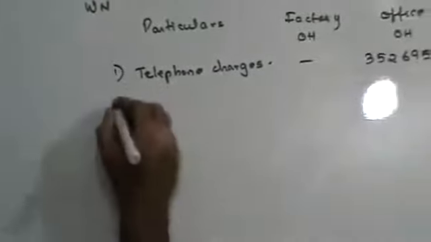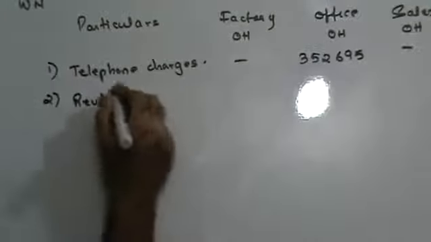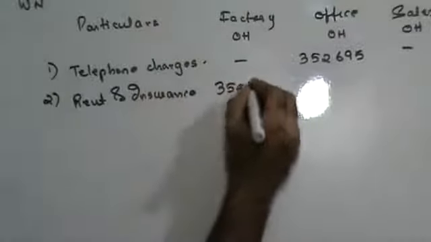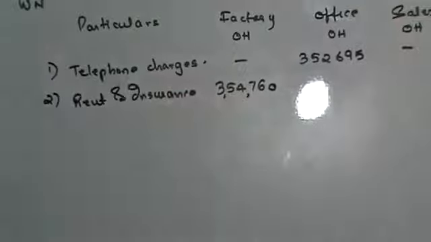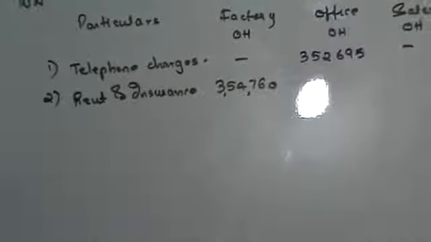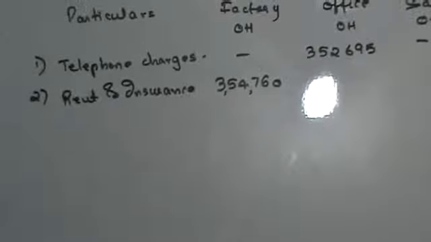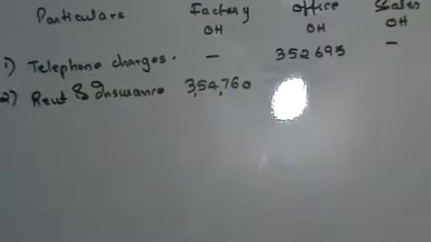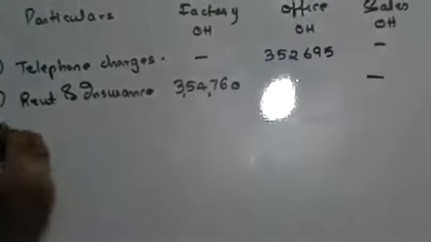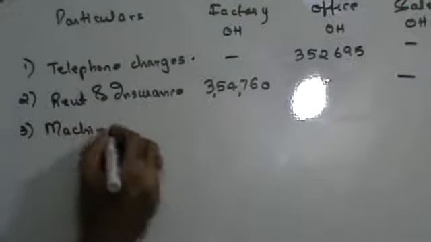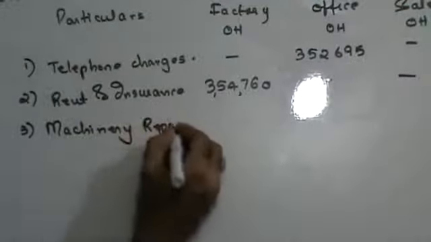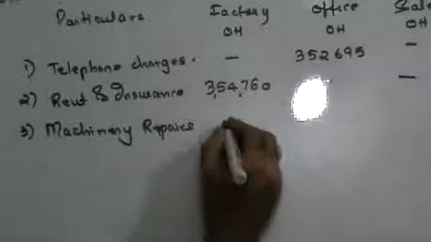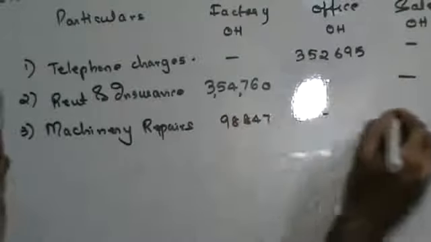Factory rent and insurance is 3,54,760. This is of factory. Next, machinery purchase. I just told you the rule that purchase of asset is not to be recorded, so machinery purchase will not be recorded. Let's move on ahead. Machinery repairs is 98,847.